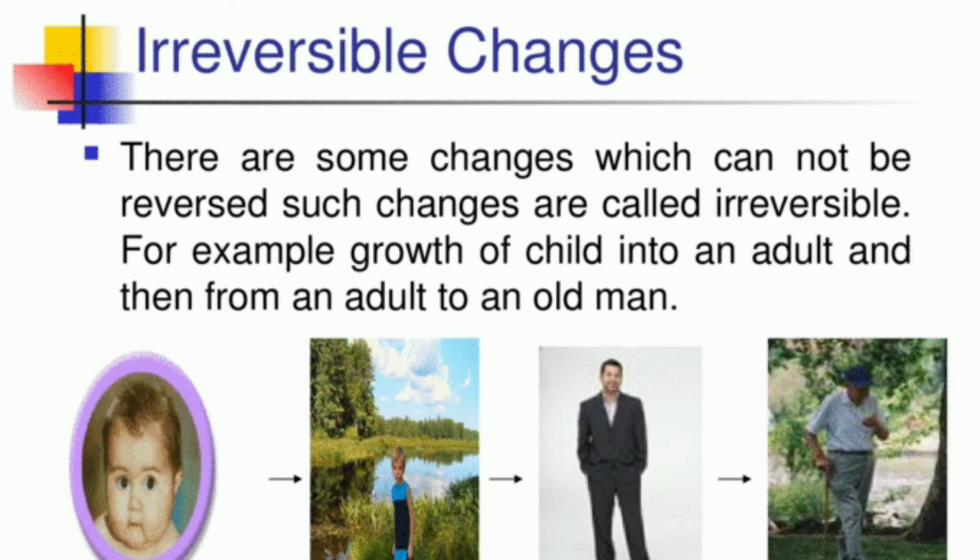Example, growth of a child into an adult and then from an adult to an old man. If you take this example, a child will grow up into an adult, but that grown-up adult cannot come back as a child, right? So these are not reversible changes. So it comes under irreversible.